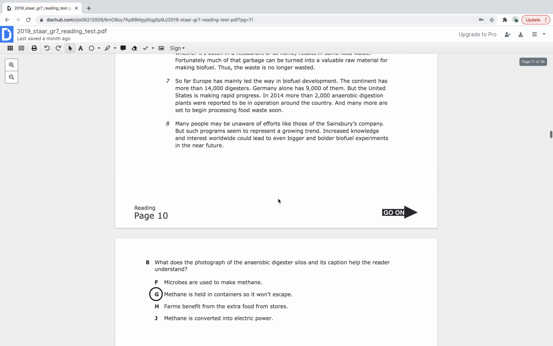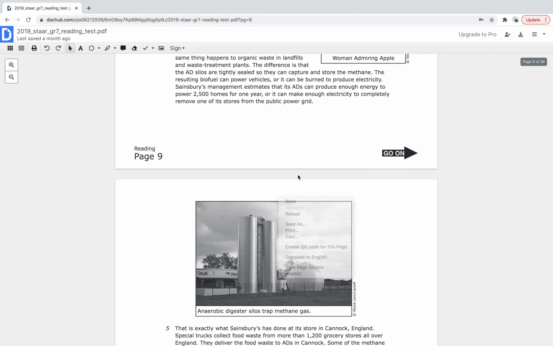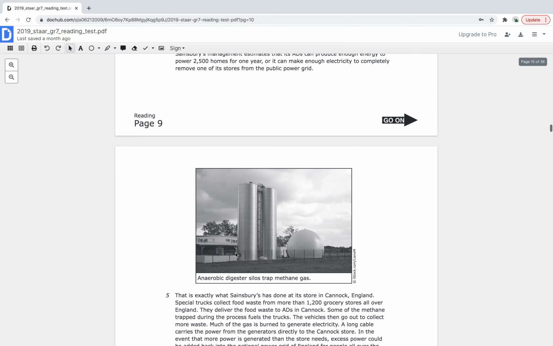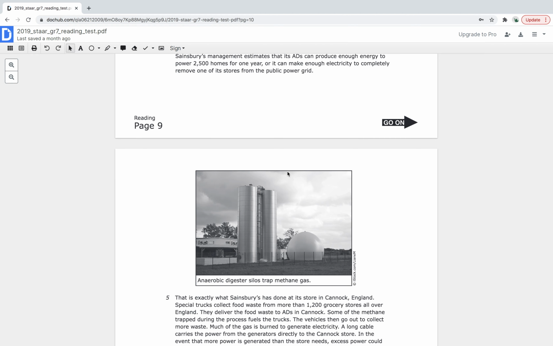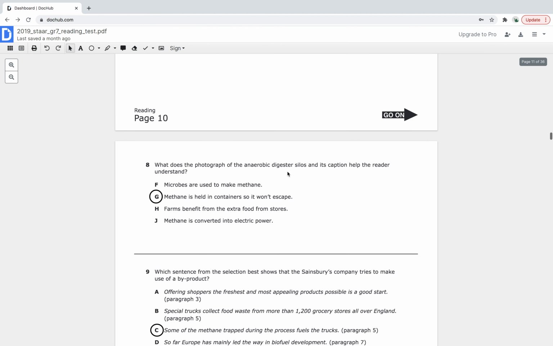Methane is held in containers so it won't escape. Okay, so this is correct because you can see by the picture that they're trapping the methane inside, and also by the reading, but we're not basing on the reading here. The question says the caption and the pictures.